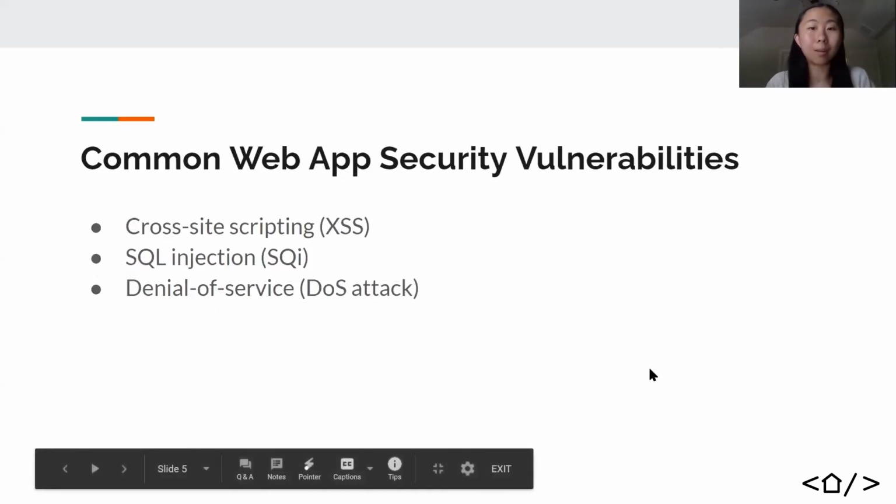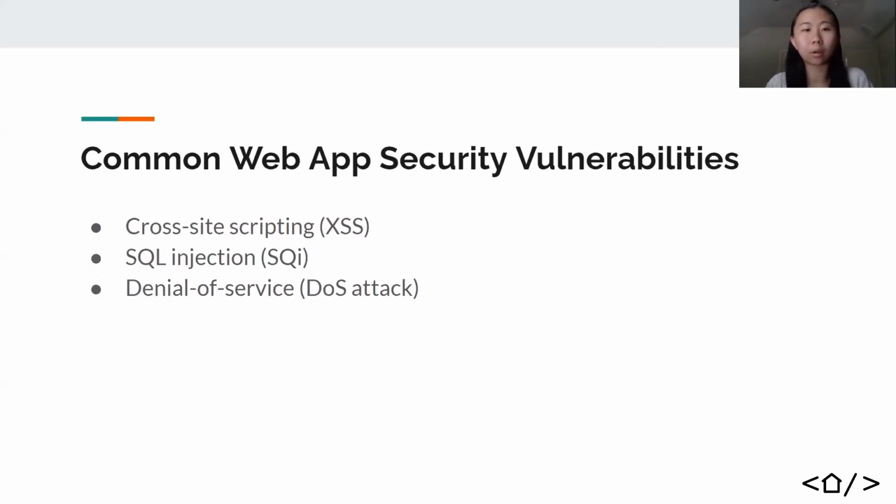Some common web app security vulnerabilities are cross-site scripting, which is basically an XSS injection, a SQL injection, and denial of service attacks. There's also a lot more vulnerabilities out there, and we're going to talk about some of these in later slides.